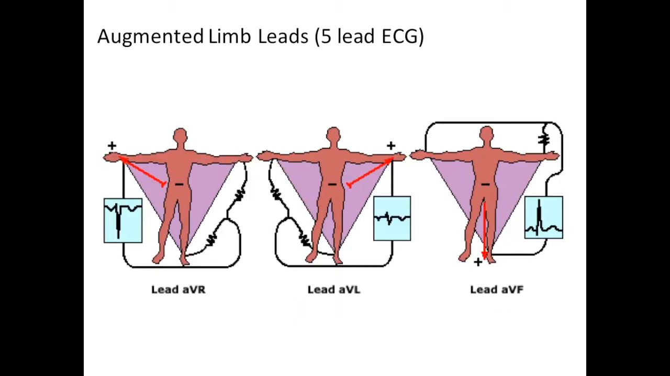The second system is called augmented limb leads, or the 5-lead ECG. In addition to the 3 leads we saw earlier, which were lead 1, lead 2, and lead 3, by combining some of these leads, we're able to get additional information. For example, for lead AVR, you would look at a combination of the left hand and the left leads, as you can see here in the picture.